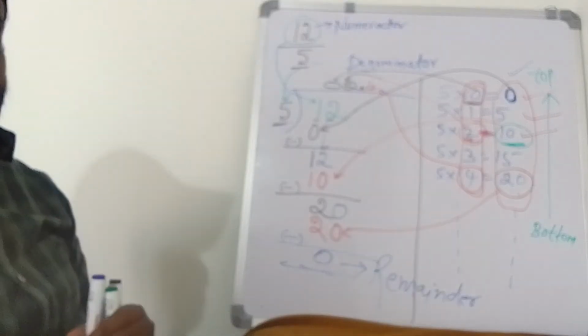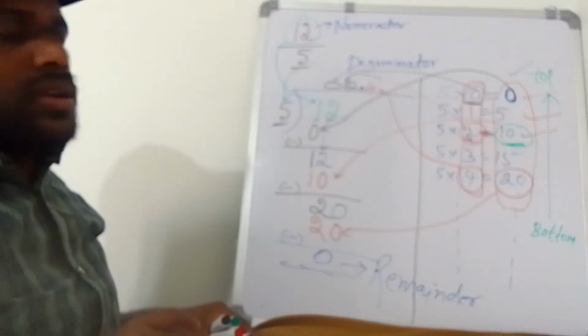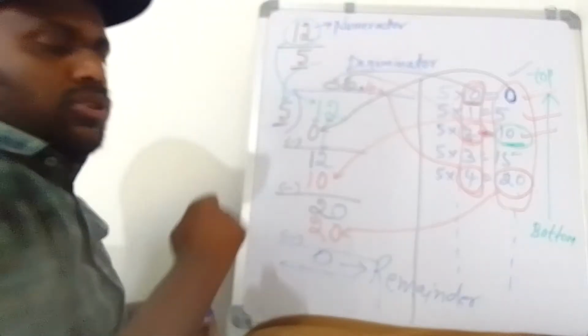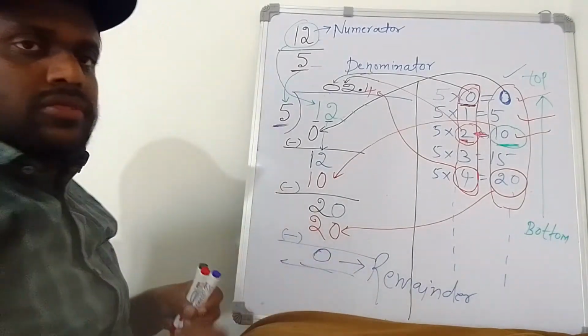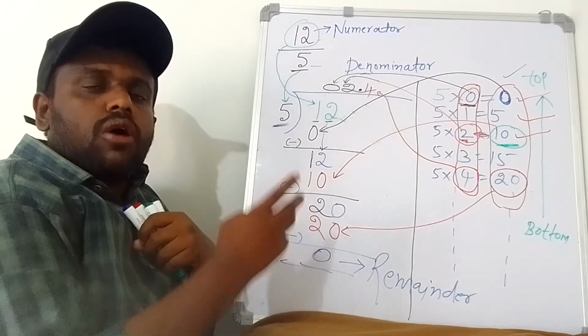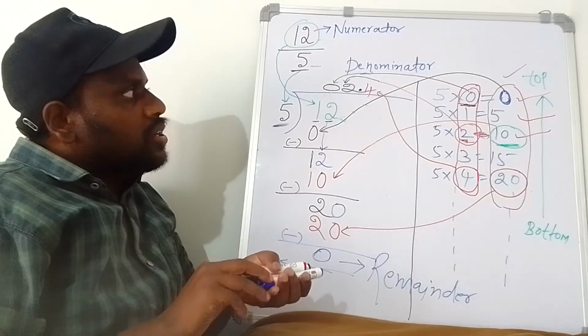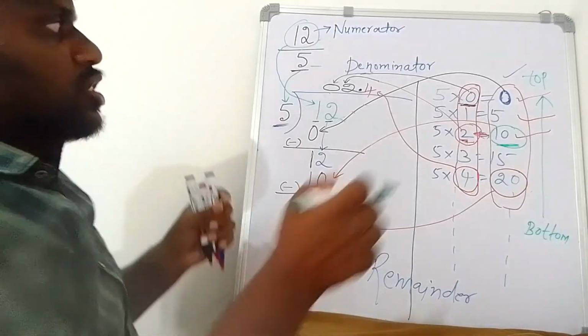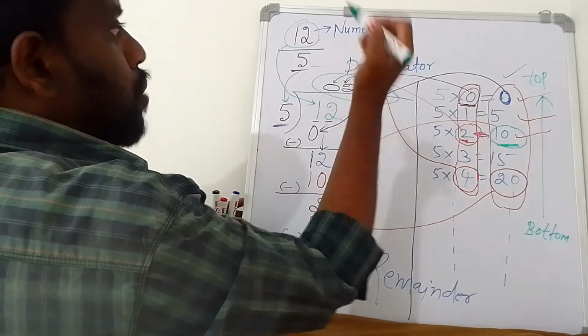I said, to convert this fraction into a decimal number, we have to continue this division process till we get remainder as 0. So we got remainder as 0. So stop the division process. Now what is the answer? This one, 0, then 4.